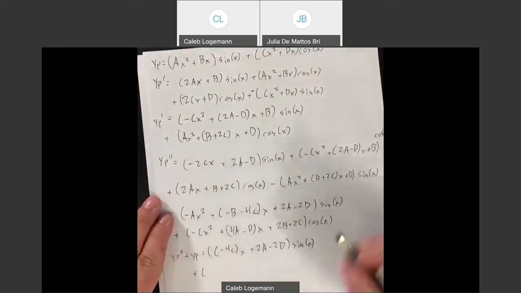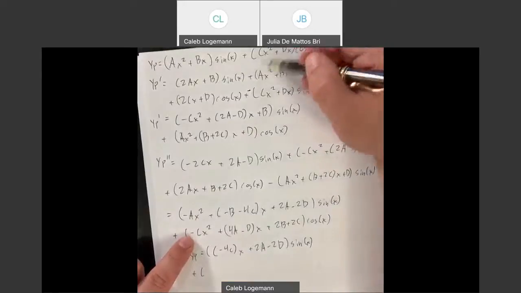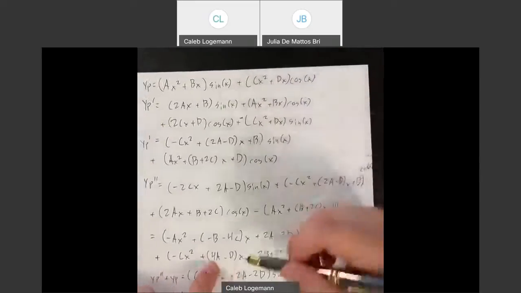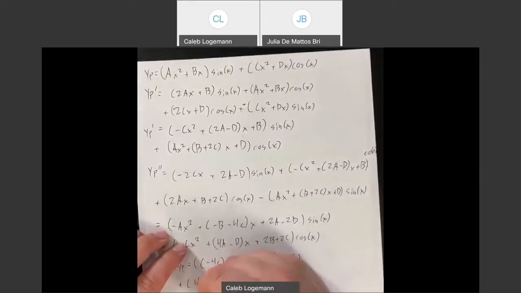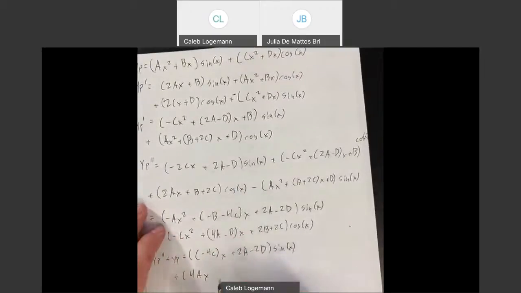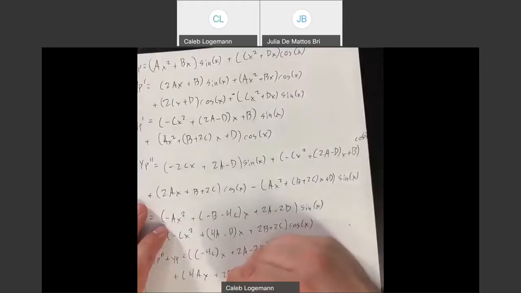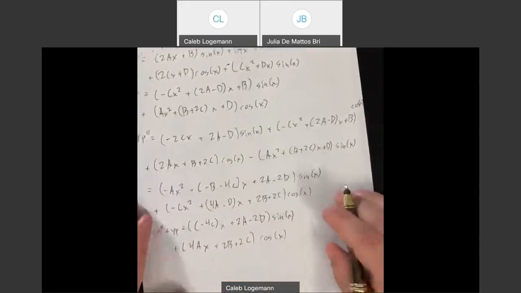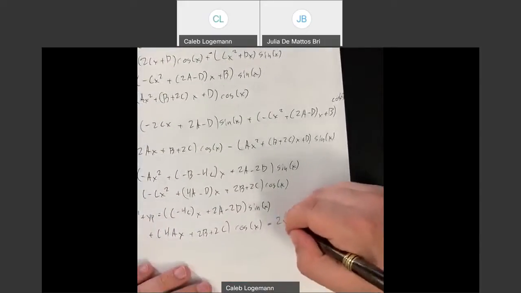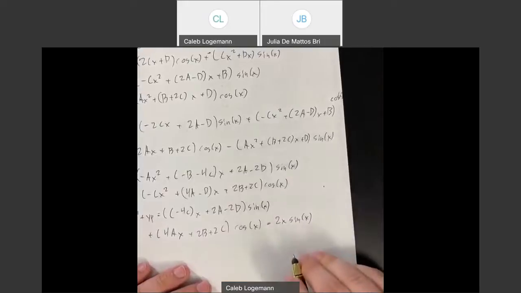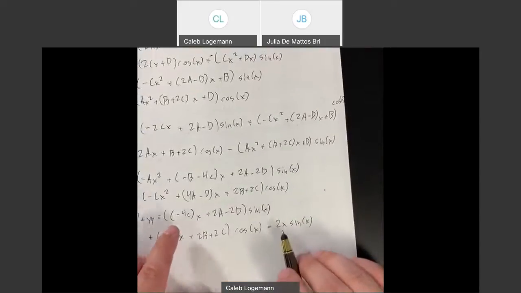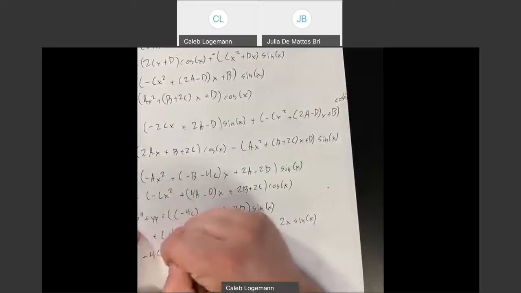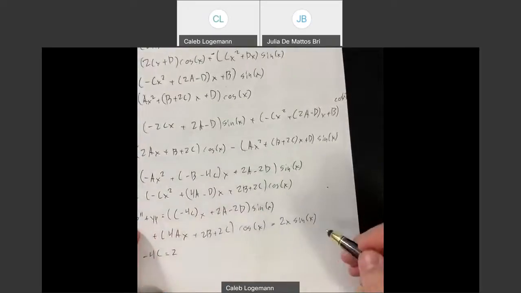Plus, the cosine terms, we have a minus cx plus cx squared, those will cancel. The plus dx and the minus dx are going to cancel. We just have 4a times x plus 2b plus 2c times cosine of x. All right, and we compare that to our right-hand side, which was 2x times sine of x. So it tells us that whatever's in front of the x sine x needs to be 2. So that means minus 4c equals 2. And all the other coefficients are 0.